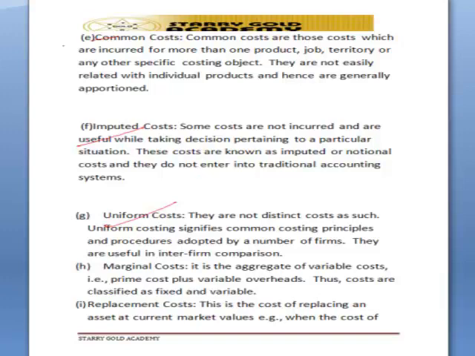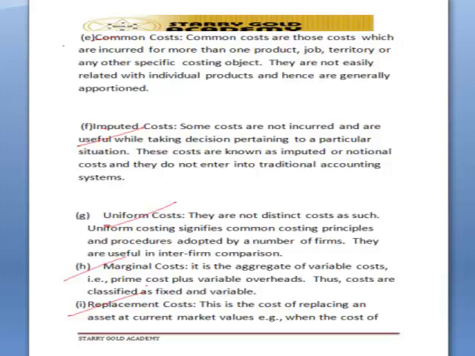So we also have what we call replacement cost. Now this is the cost of replacing an asset at a current market value. So when the cost of replacing an asset is considered, it means the cost of purchasing the asset at the current market price. It is important, and not the historical cost.